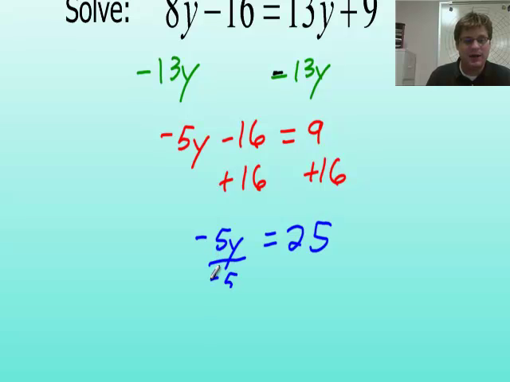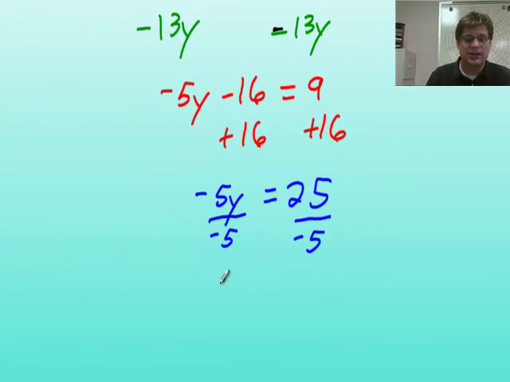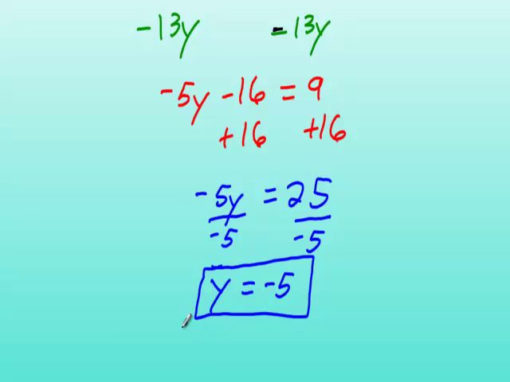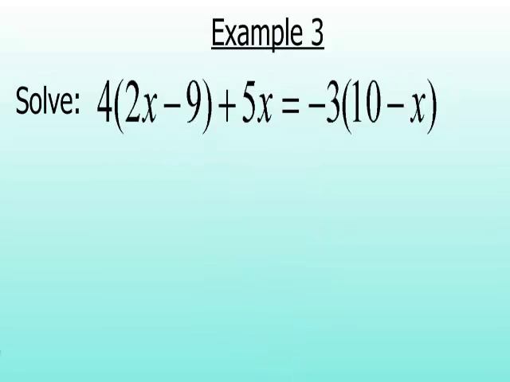And now we're going to divide both sides by a negative 5. Now remember, a positive divided by a negative is going to leave us with a negative. So y is equal to negative 5 in this case. And there we've solved our variable. So feel free to review this problem over again if you need to see something over again.